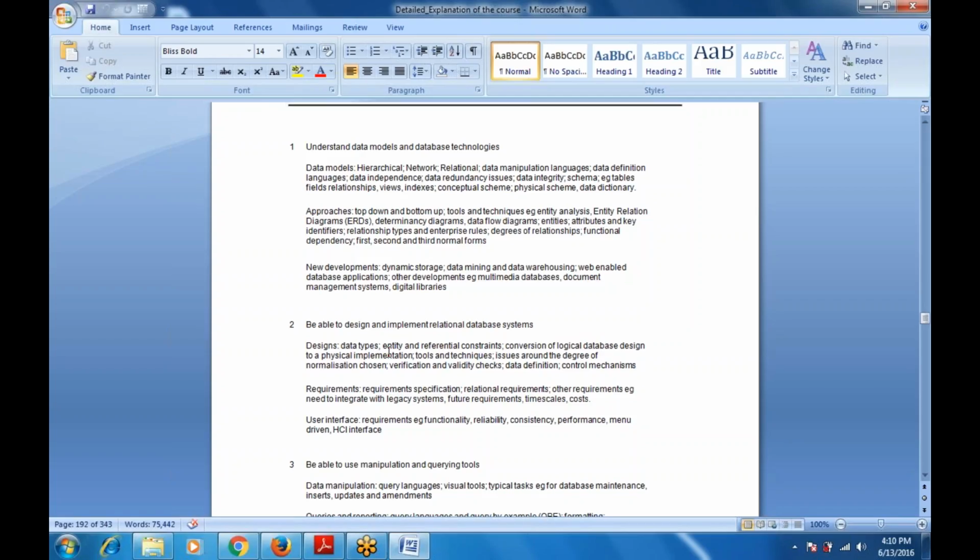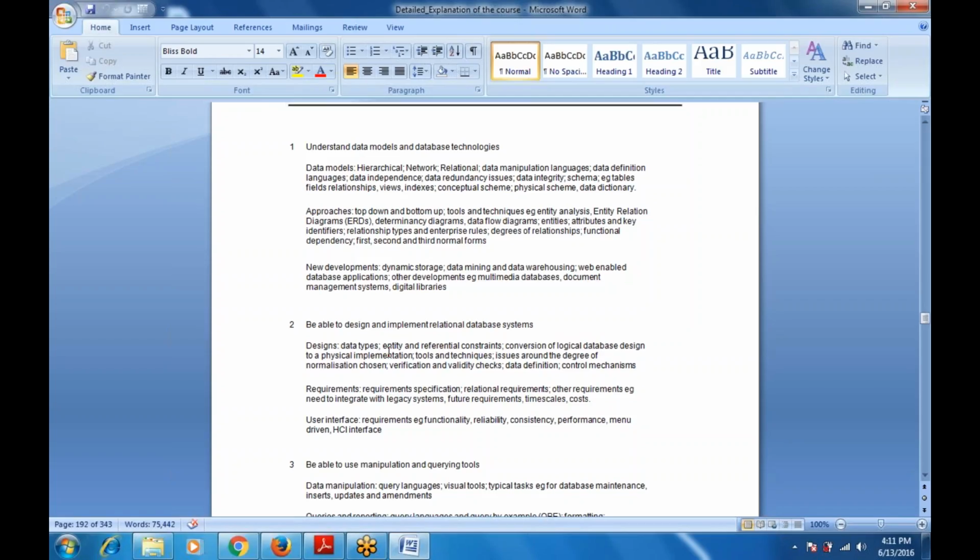The next one is the user interface. That includes the requirement examples: functionality, reliability, consistency, performance, menu-driven analysis, HCI interface. That depends on what type of user interface we are using. Either we are using the CUI, that is a character user interface, or we are using the GUI, that is a graphical user interface.